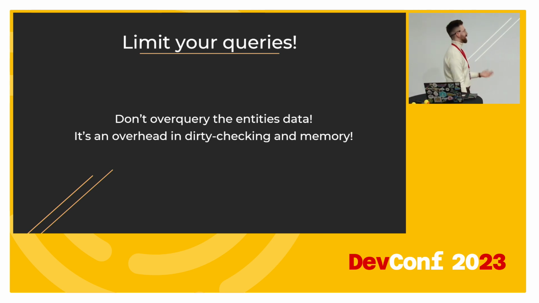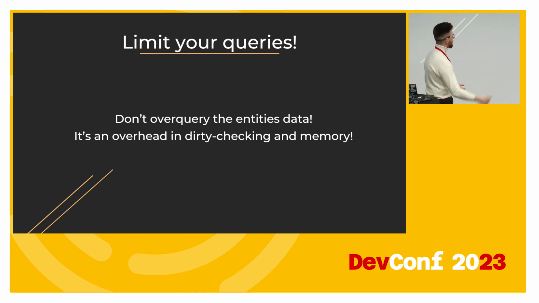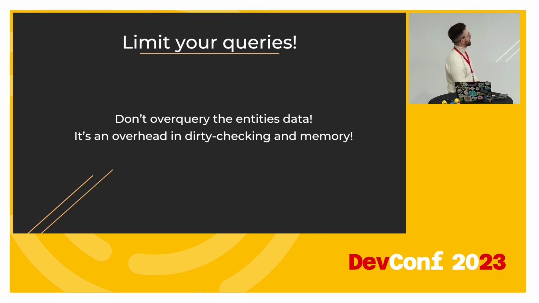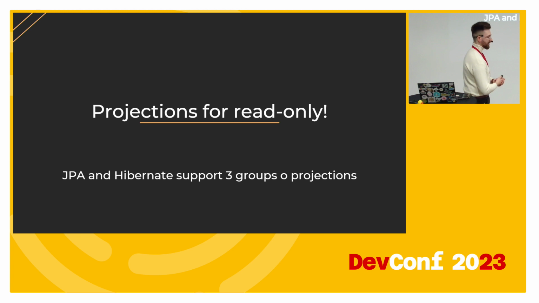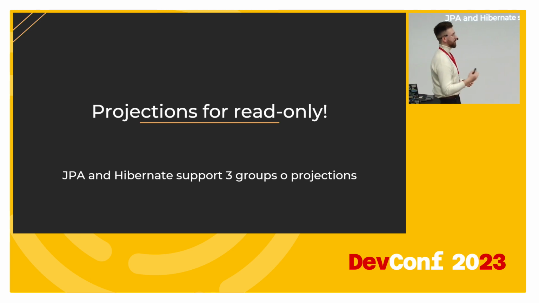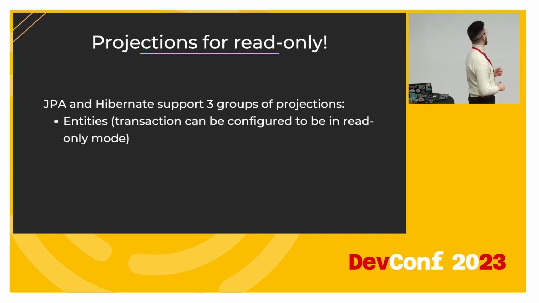Don't fetch all the data. Yes, everything you fetch into the memory is doubled, needs to be processed. Don't do it. It's a very simple rule. The second one, if you need the data from database only in read-only context, then fetch them into the objects that are not writable. And JPA and Hibernate support 3 groups of projections. We have entities, and entities can be hacked by setting some flags on transactions to be only in read mode, so transaction will not commit anything to database.